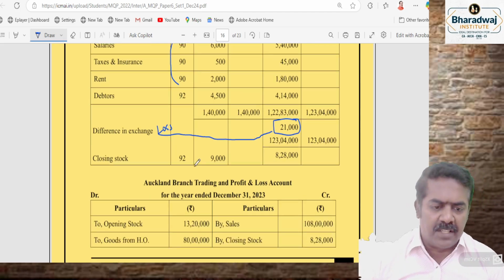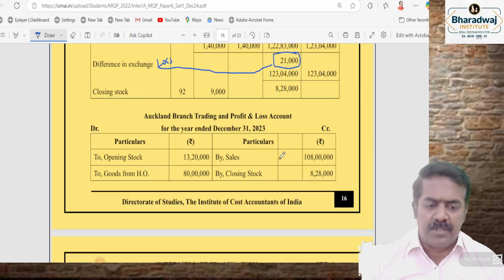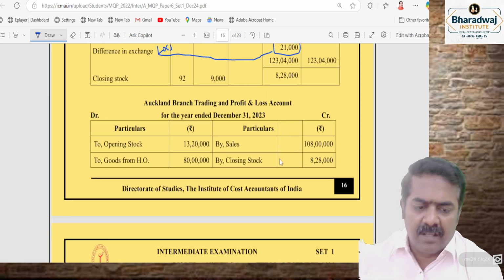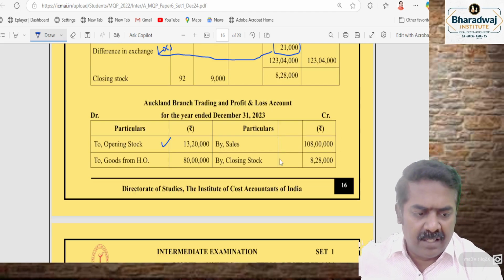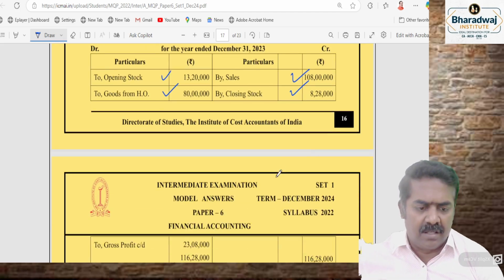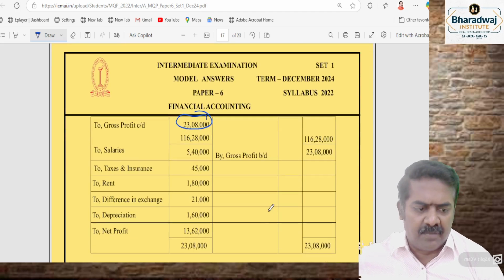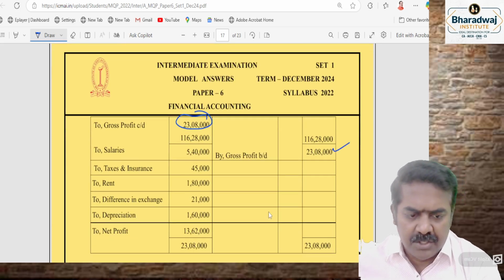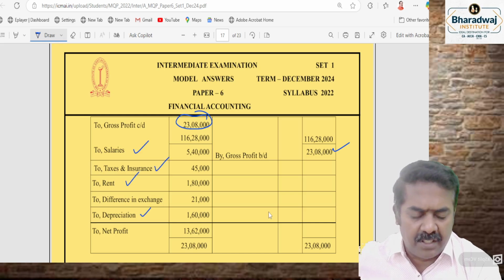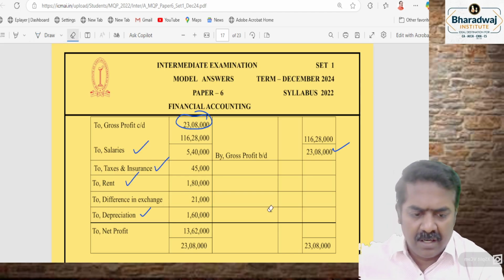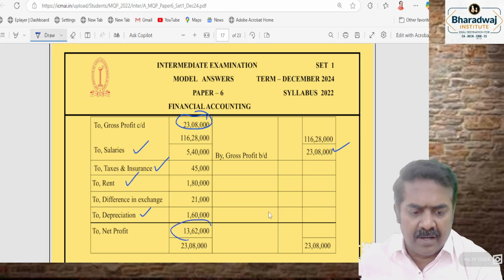Then the closing stock will be converted using which rate? Closing rate. They prepare the trading P&L account. Opening stock converted value, sales converted value, goods from head office converted value, closing stock at closing rate, tally it over. Gross profit you get. Thereafter, bring the gross profit, charge all the expenses, salary, tax, rent, depreciation 10% on the asset value, exchange loss is recognized here, tally it, what do you get? Net profit.